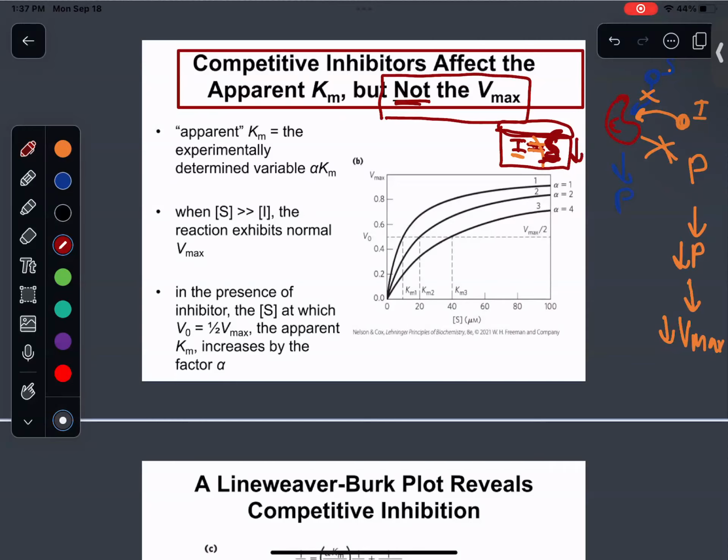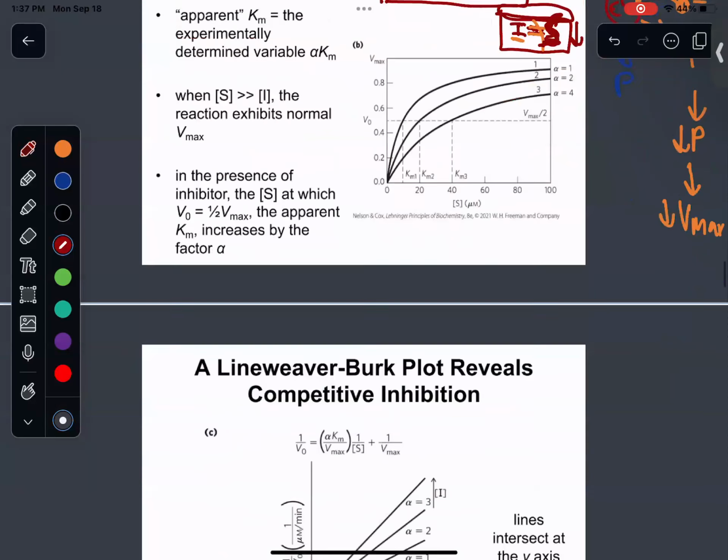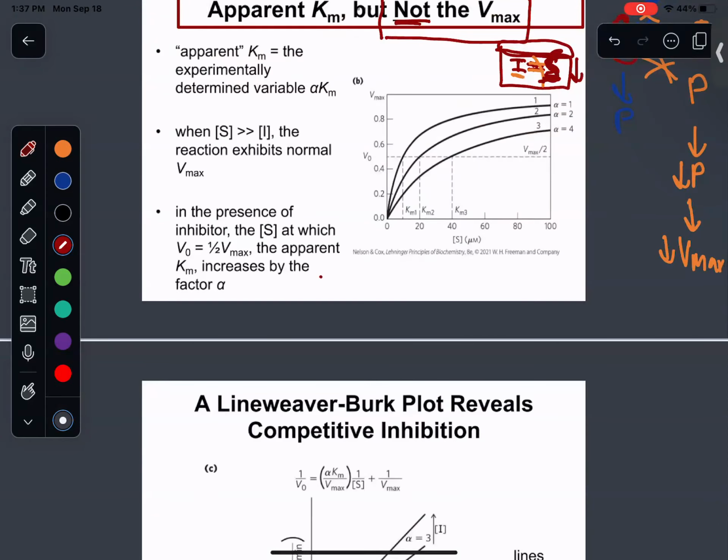If I have a little bit of substrate and a lot of inhibitor, I'm going to have much fewer enzyme substrate complexes, right? If I have a lot of inhibitor, I have fewer enzyme substrate complexes and less product. All that I'm trying to say here is that if you have lots of substrate, you can overcome the amount of inhibitor in there as long as you have enough.